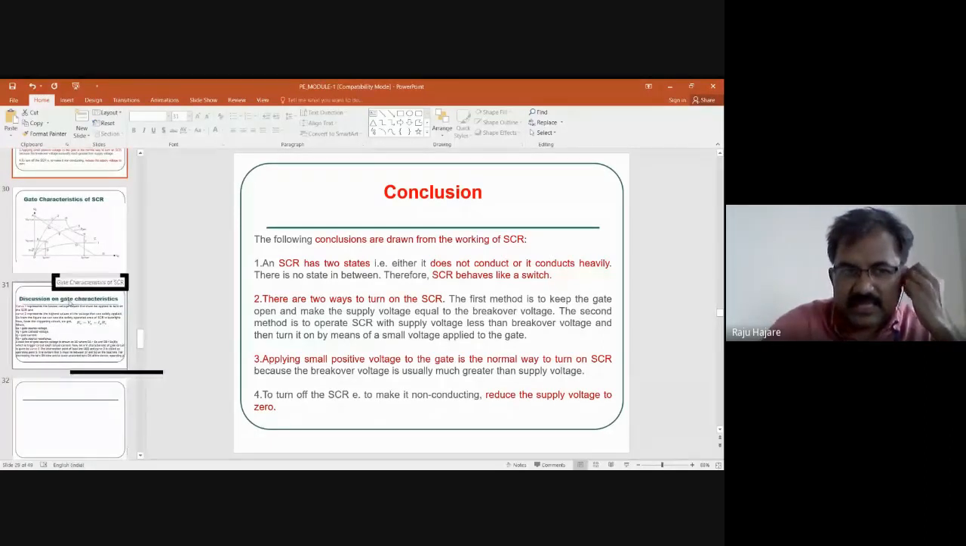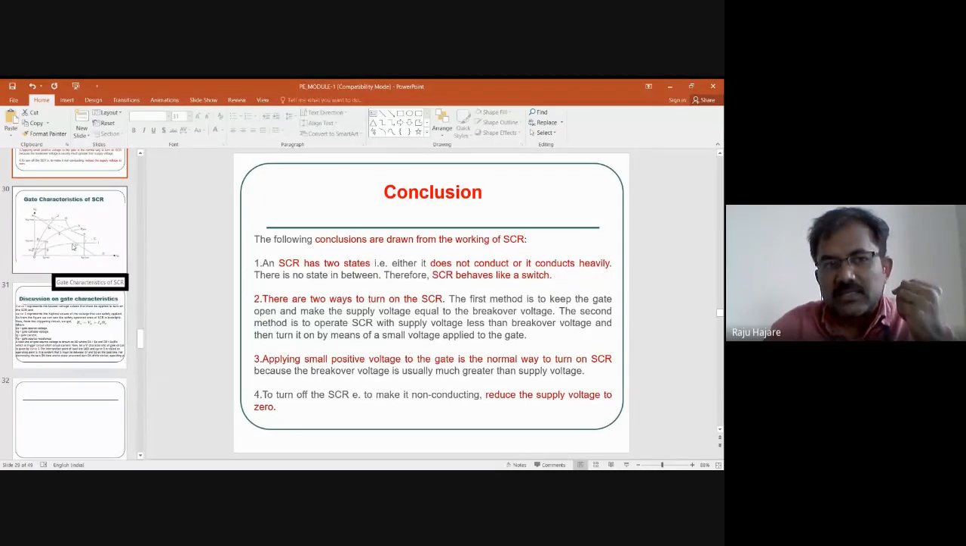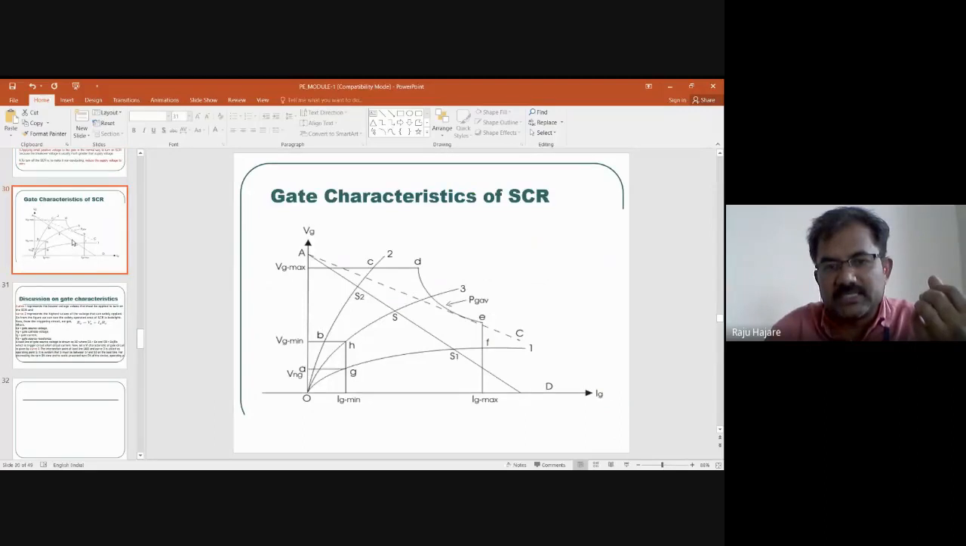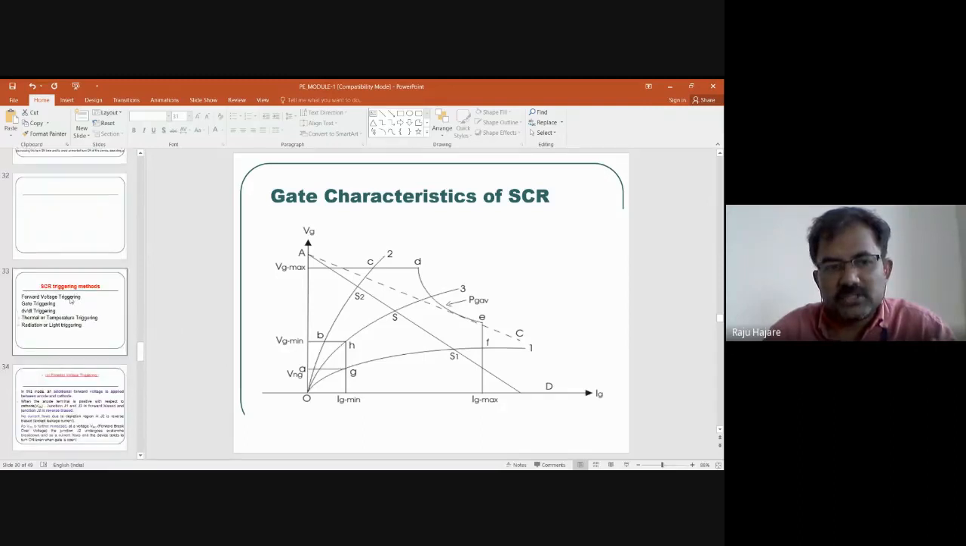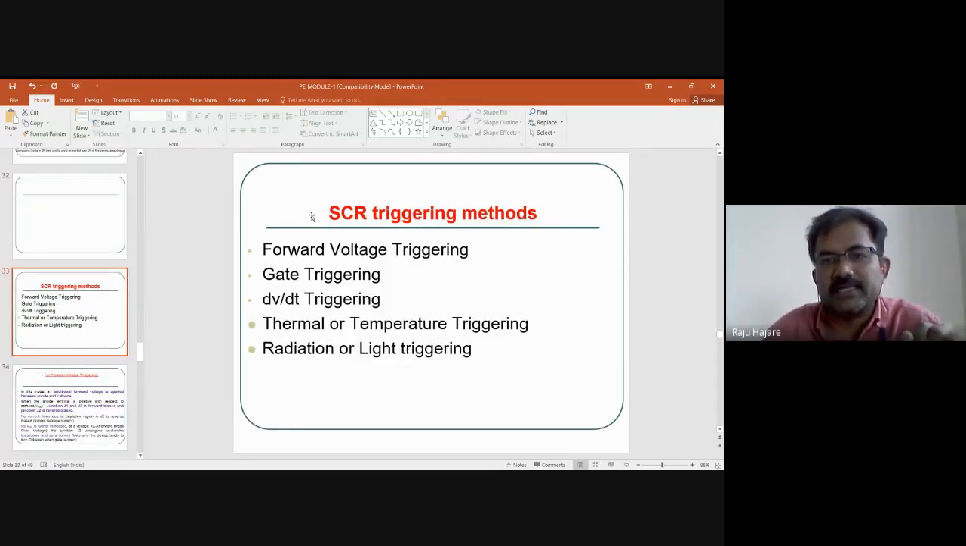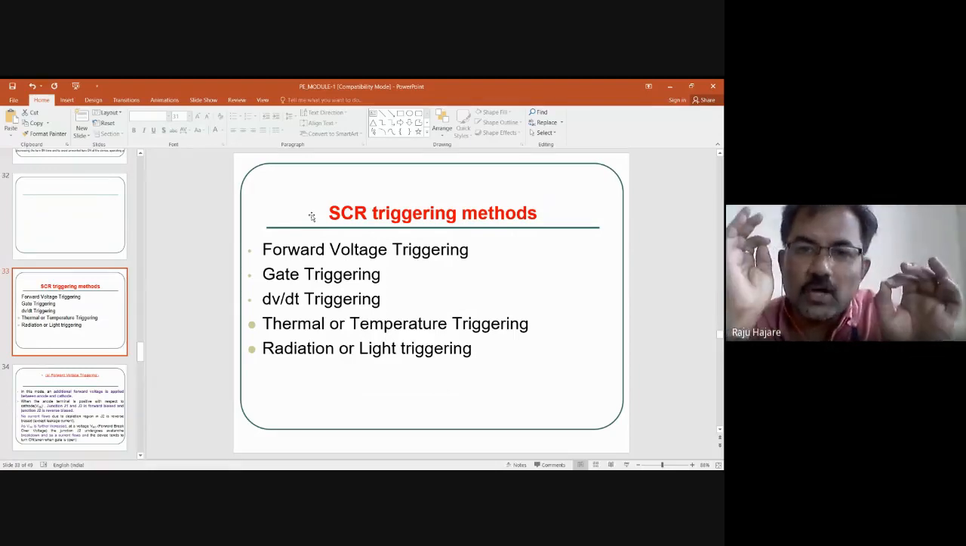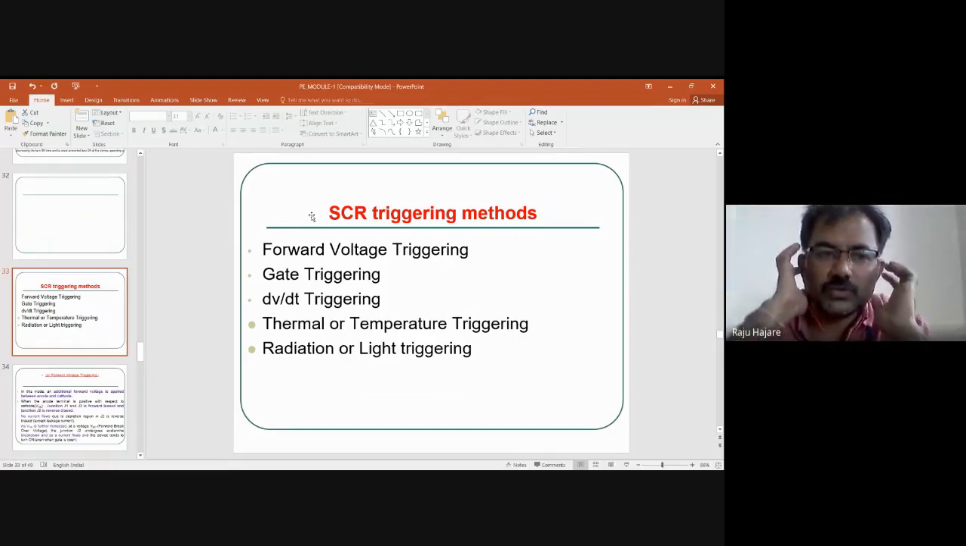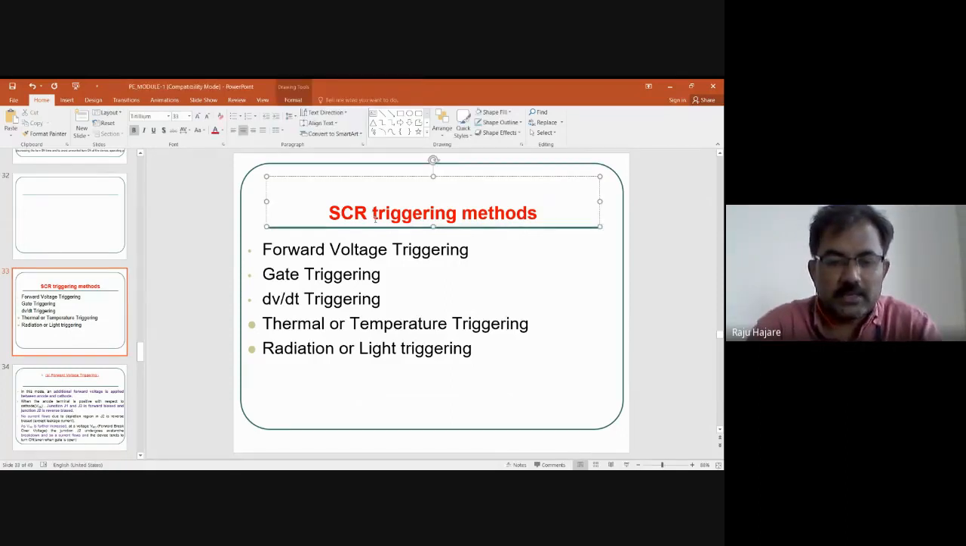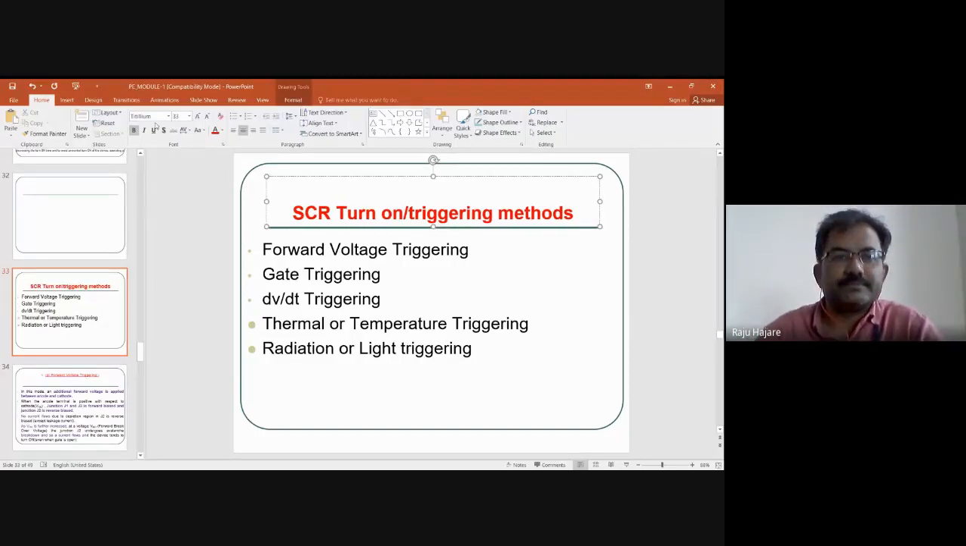Gate characteristics, again, how different curves in this graph, what they indicate and all, I will discuss at the end, so as not to confuse you at this stage. I will go directly to SCR triggering methods. SCR turn on methods are called triggering methods. Don't get confused. SCR turn on methods or triggering methods, one and the same.